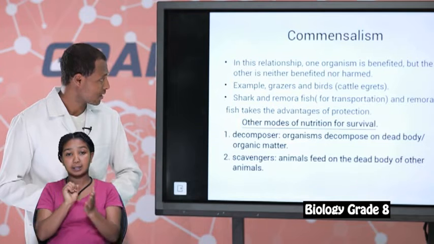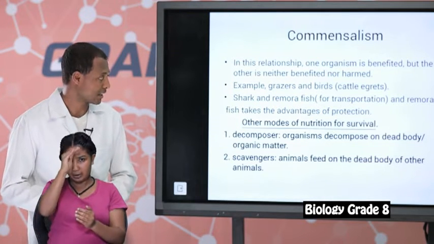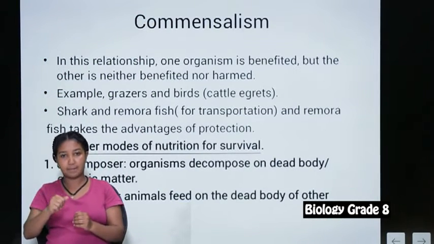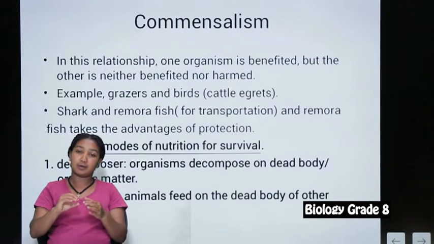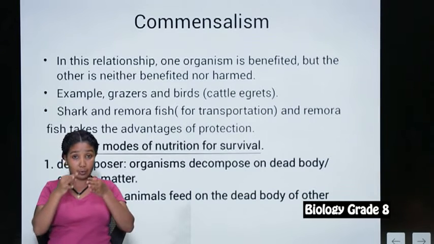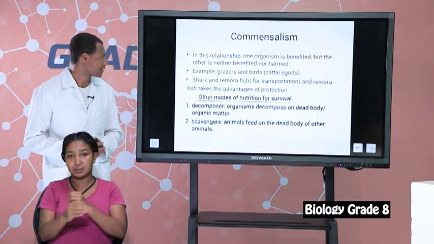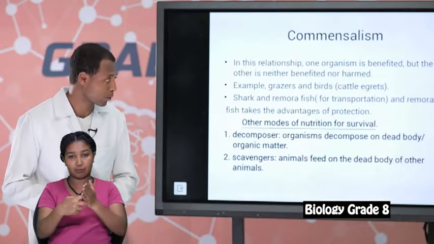The other example is the relationship between shark and the remora fish. So here also the remora fish is benefited from the association. That means in water while transporting, the remora fish is attached on the side of the shark fish and used for the purpose of transportation.